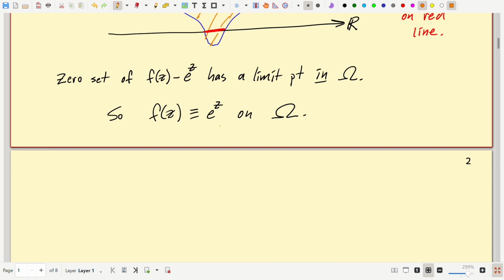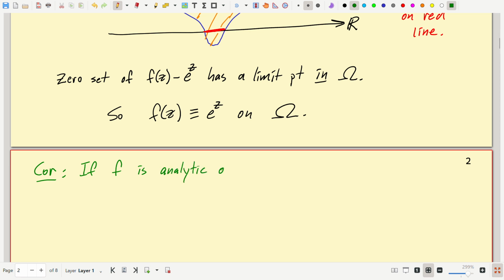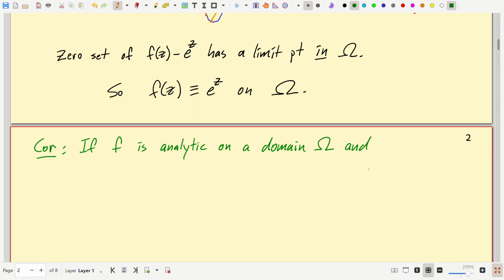So here's a corollary of the uniqueness theorem that's important. If I have an analytic function on a domain that vanishes on a little disk, if f is analytic on a domain omega, and f is identically zero on a little disk, so a little disk of radius epsilon about z naught contained in the domain, then it's identically zero on omega, because of course z naught is a limit point of that set.